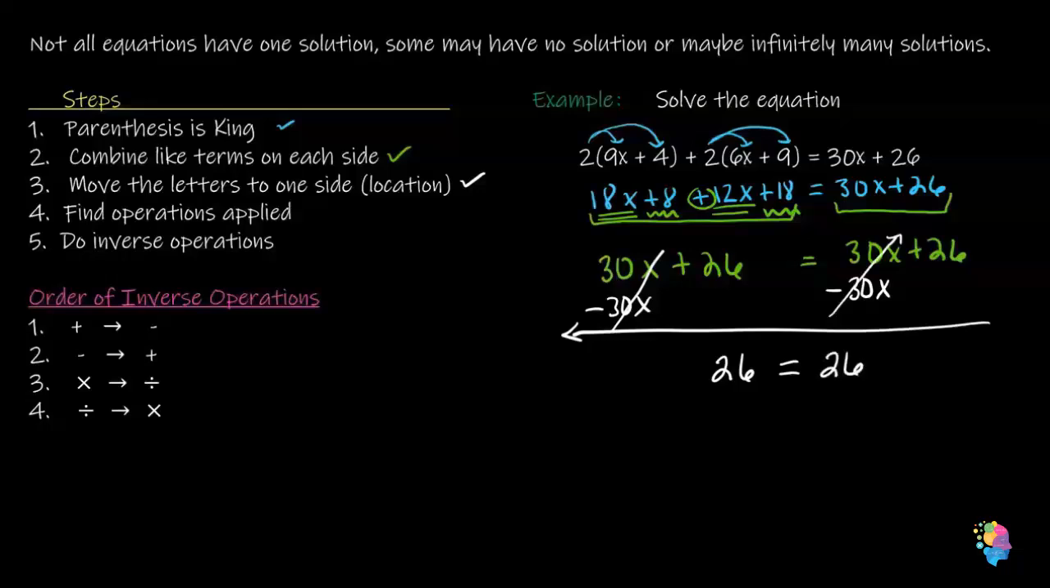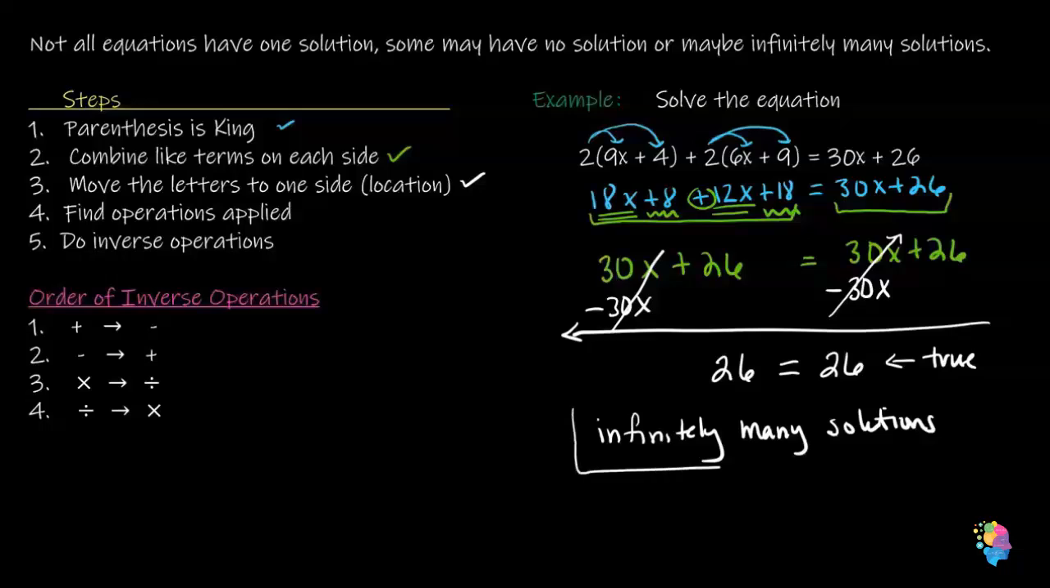So what happened? Our variables have disappeared again. However, this time I get a true statement because 26 is equal to 26. So this means that our equation has infinitely many solutions. So that means that you can plug in any real value to the x and the left side is always going to equal the right side. It doesn't matter which real x value you select, the left side will always equal the right side.